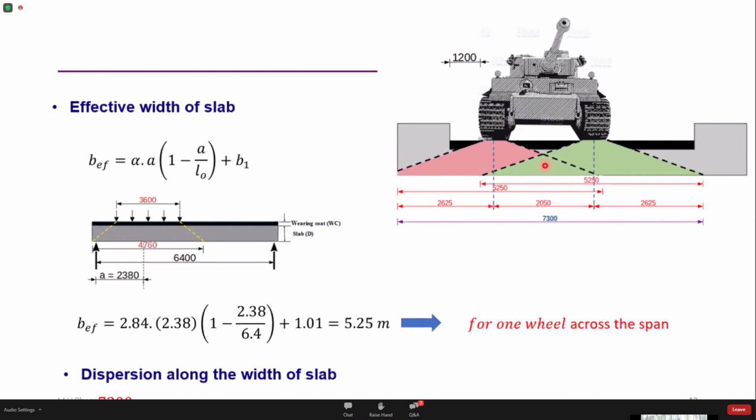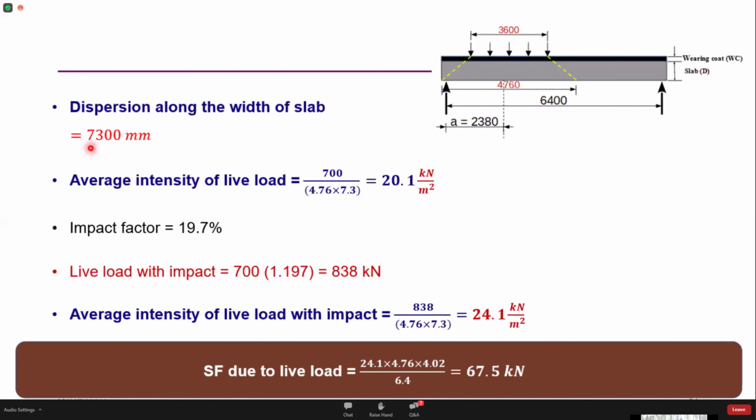Something like this. If you pay attention to this green hashed portion, this is the dispersion of the load along the width of the slab. This is for one wheel, this is for the second wheel. Again, we can see here this is the common portion or the overlap portion. This has been deducted, and now we can calculate the total length of the dispersion. Here this works out to 7.3 meters. By adding these numbers, we can get the effective width of the slab along the width of the slab. So I get the dispersion along the width.